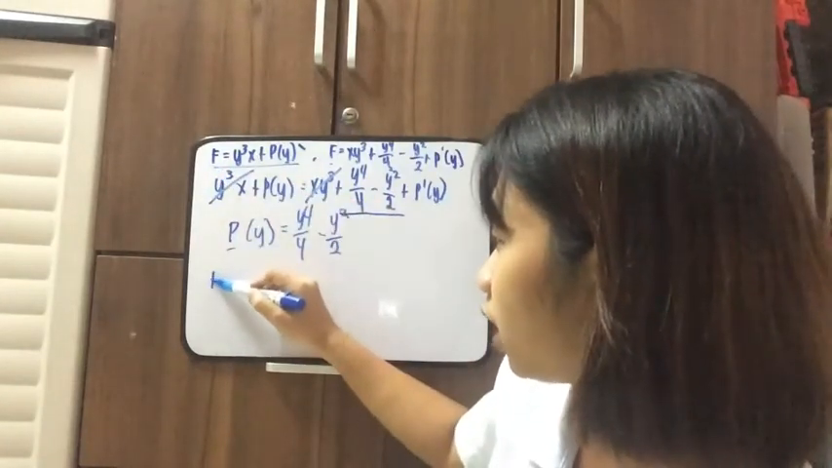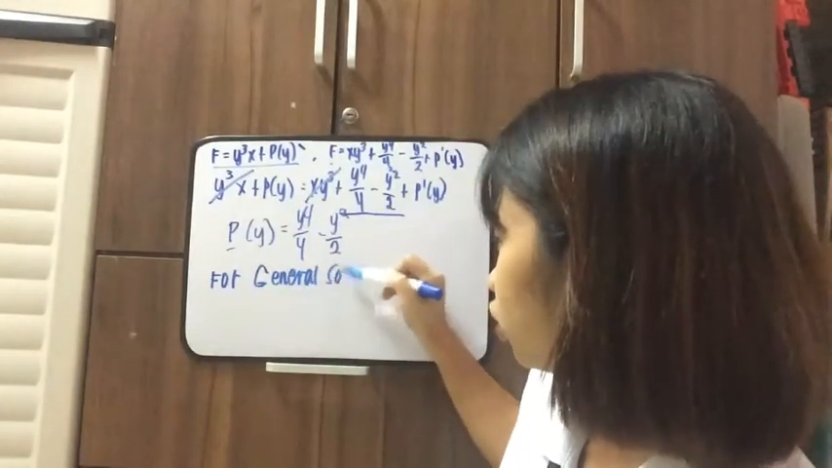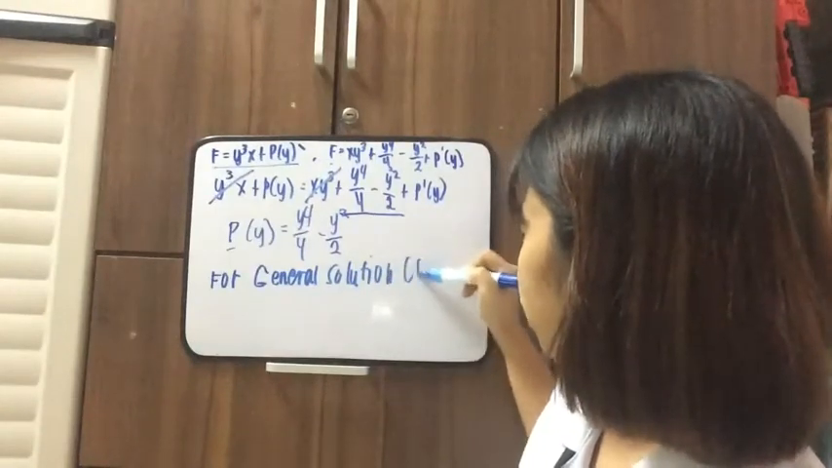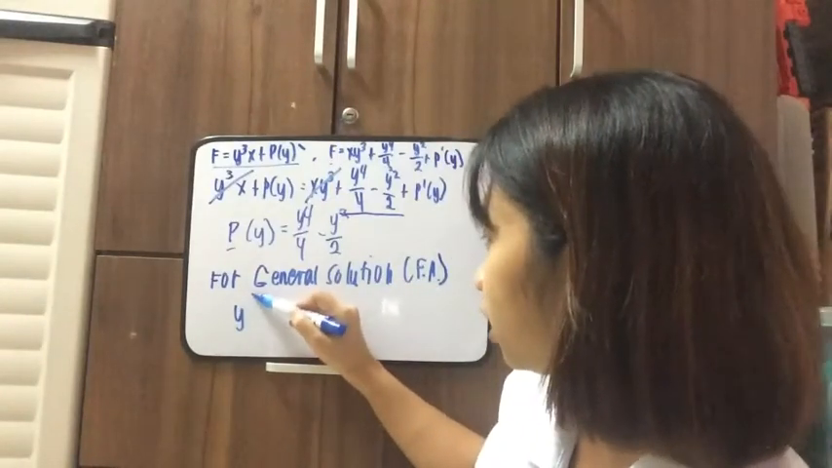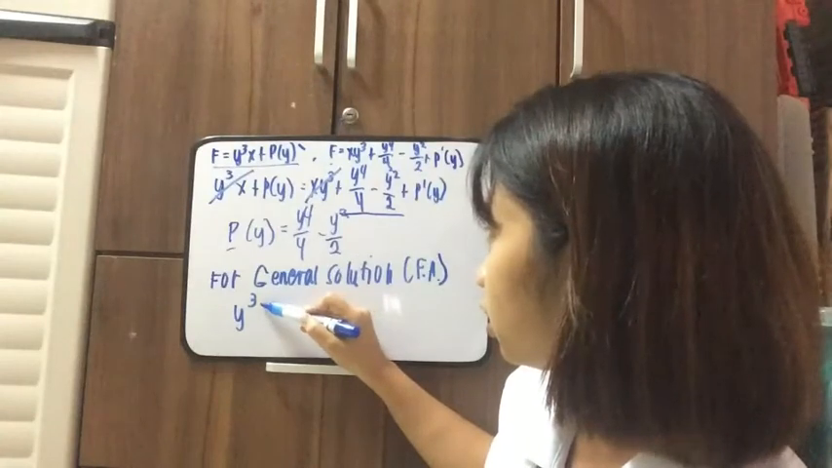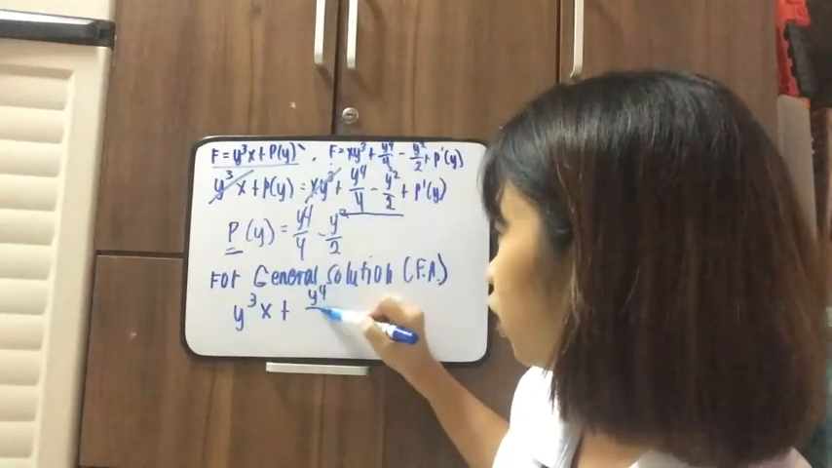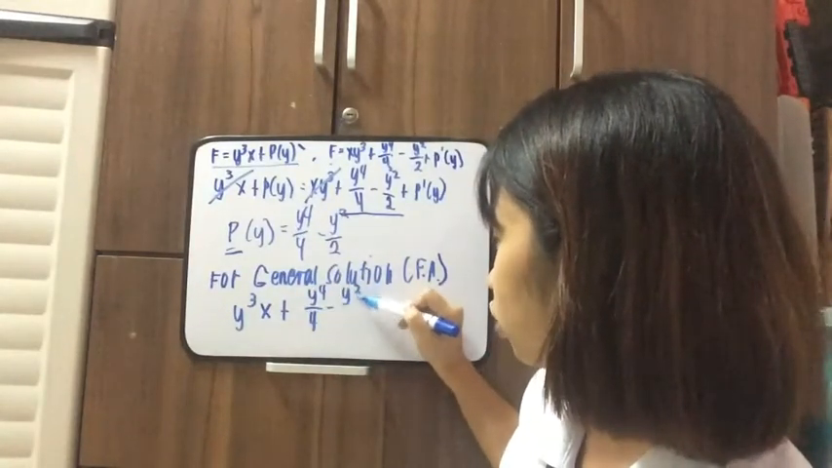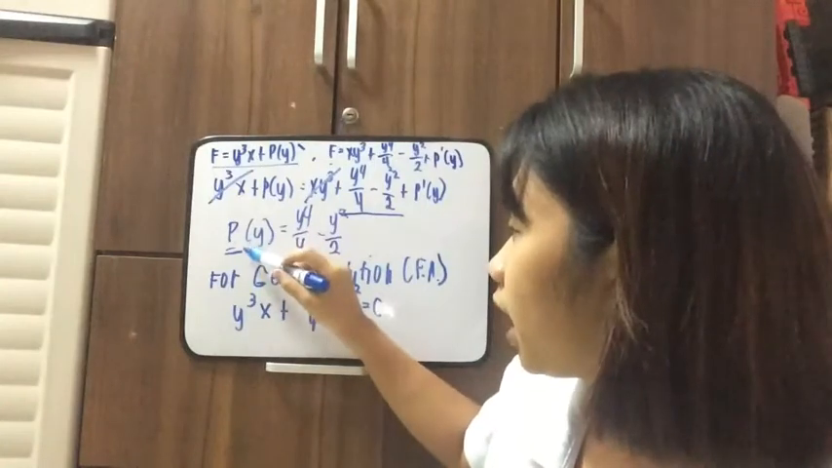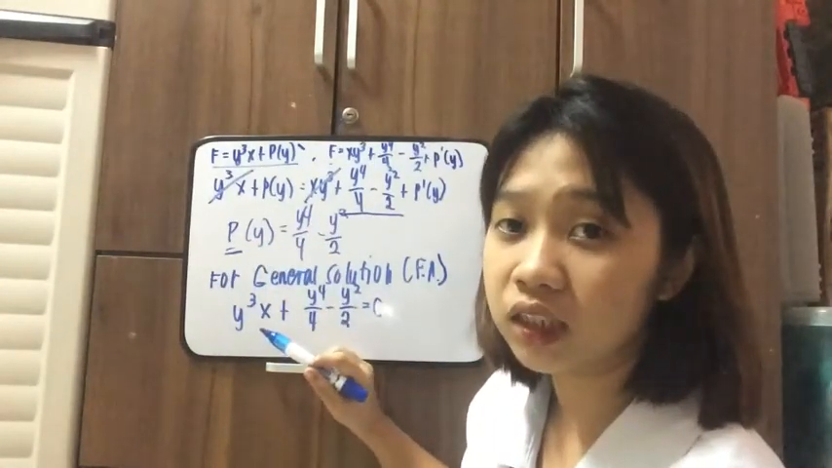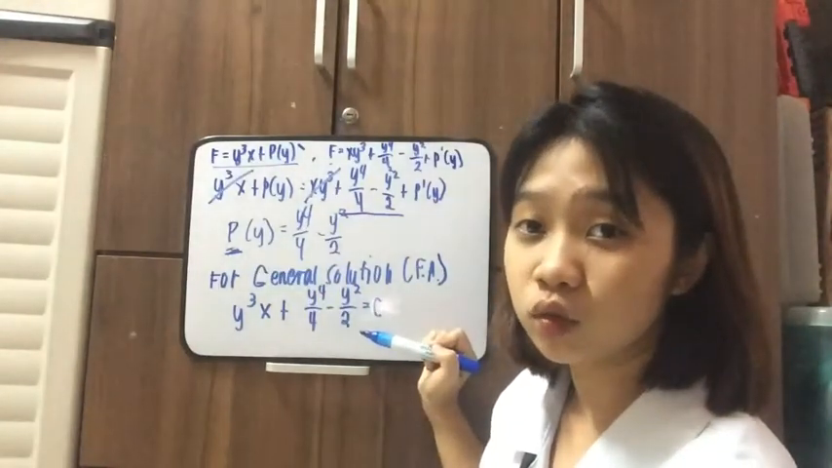So, for general solution or final answer, we have y raised to 3 x plus yung p of y natin is y raised to 4 over 4 minus y raised to 2 over 2 equal c, since kapag mag-arrive na tayo sa final answer, kailangan na nating palitan itong p of y into c, since diba gano'n naman yung rule sa integral.